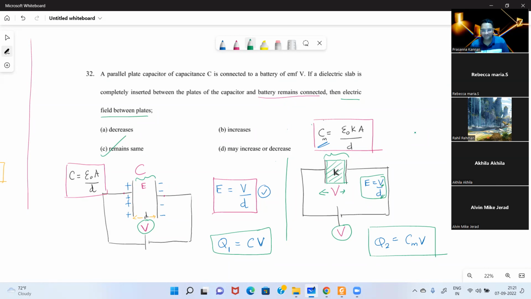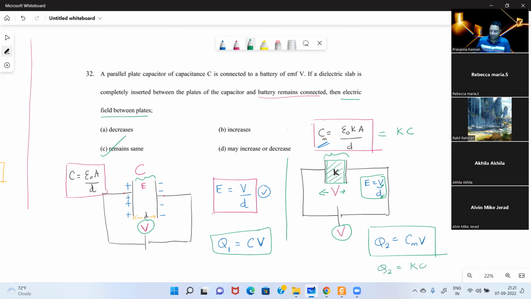Okay. Just look at the formula. Tell me CM and C, capacitance in the medium and capacitance. K times, great. So this CM is K times C, correct? Yes, sir. What about Q2? Q2 is CMV, so it's K times greater than Q1. Exactly. Very good. So Q2 is nothing but K times Q1.